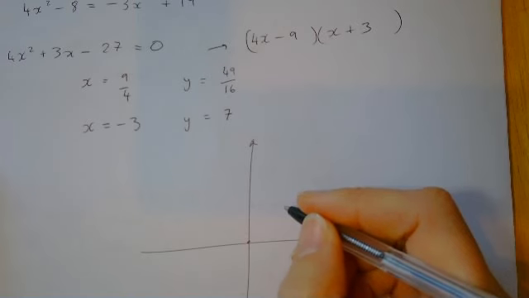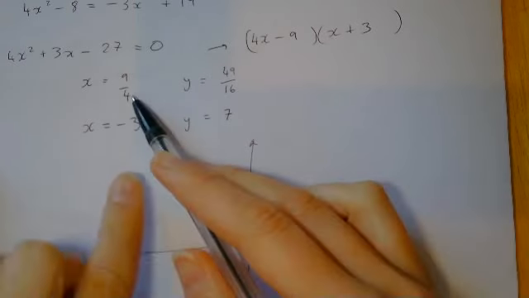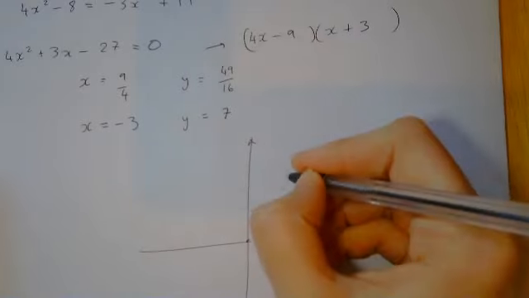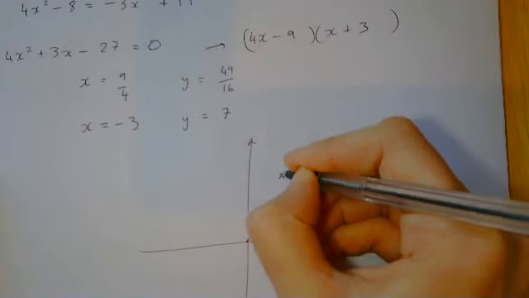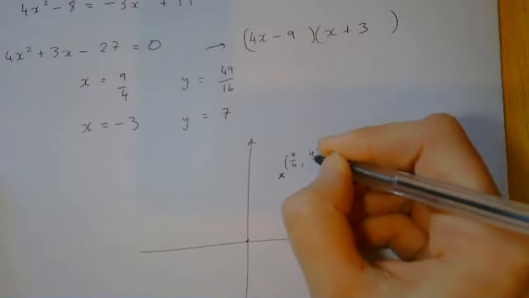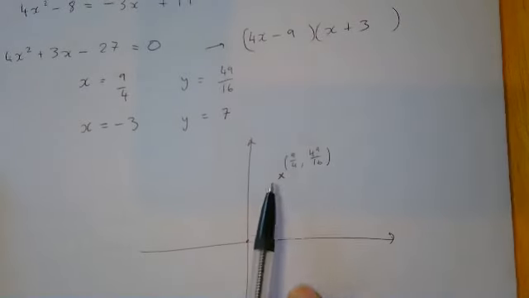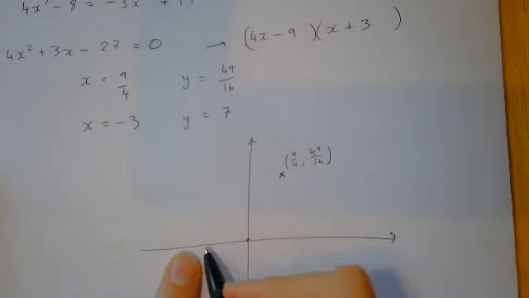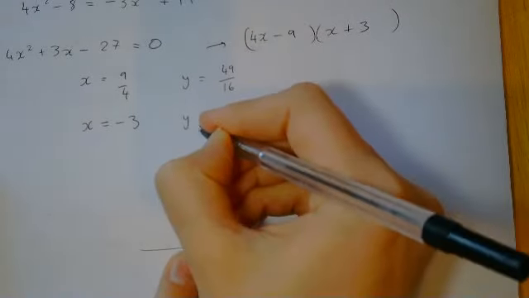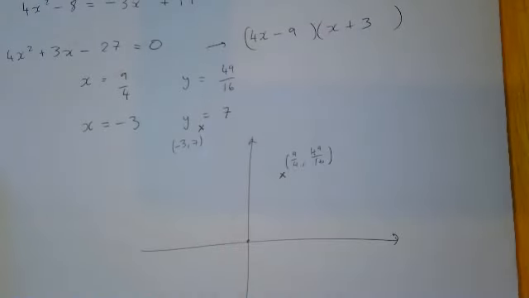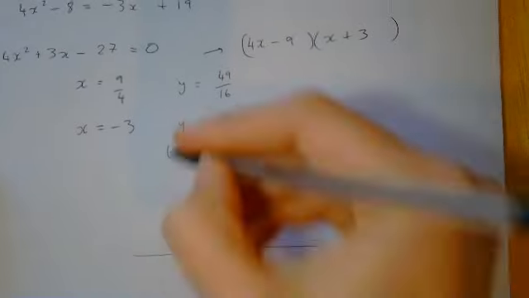Right. Let's draw a picture. So I've got the origin. I've got point P and point Q. So point P is 9 over 4 and then 49 over 16, which is just over 3. So I've got kind of just over 2 and just over 3. So that's 1 point. And then I've got Q, which is minus 3, 7.